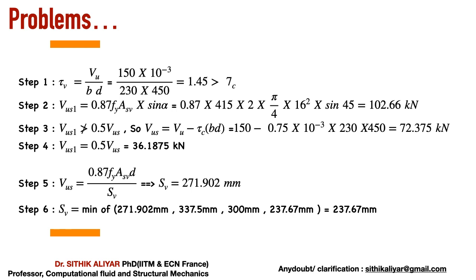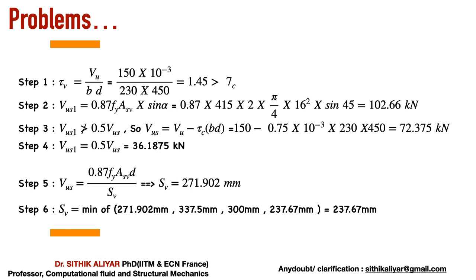But we know the shear force taken by the bent up bars cannot be more than 0.5 of VUS, correct? Already we know what VUS is. In our case it is 150 minus tau c bd, approximately 72 kilonewton. So the extra shear force to be designed is only 72 kilonewton. The 50 percent of that 72 is nothing but 36 kilonewton. So your bent up bar should be taking only 36 kilonewton. So remaining 36 you are designing for the vertical stirrups.